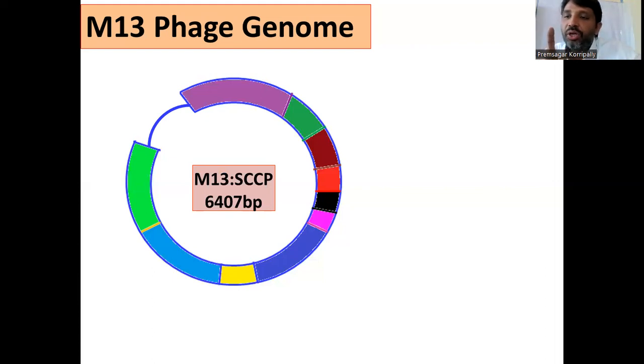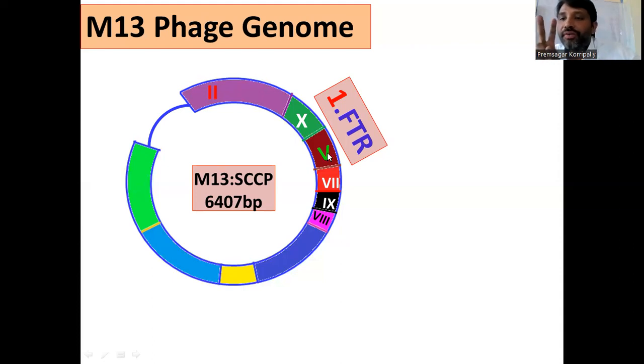If you see the genome organization, there are 3 functional units. The first one is called FTR, the frequently transcribed region, where proteins 2, 5 and 10 are required for the replication of the M13 genome. Proteins 7 and 9 are the minor capsid proteins, and protein 8 is the major capsid protein. These are frequently transcribed genes, hence that region is called the frequently transcribed region.